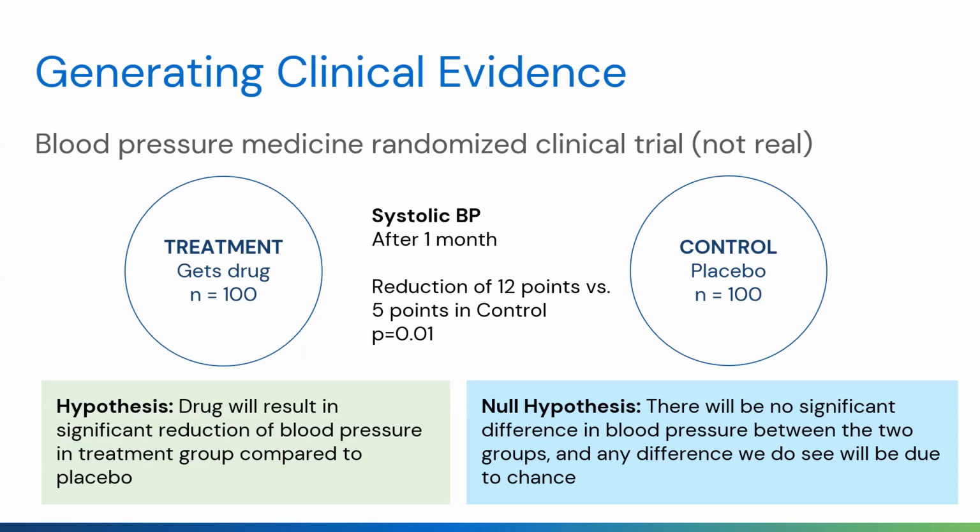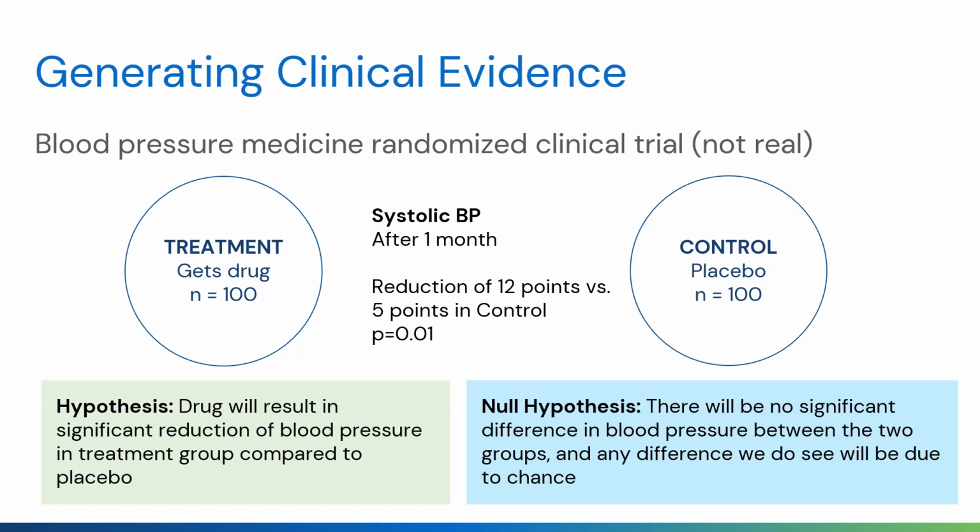My hypothesis in the beginning was that this drug will result in a significant reduction of blood pressure in the treatment group compared to the placebo. So it's important to get into the habit of actually stating what your hypothesis is. My null hypothesis, again, is there's no difference. So there will be no significant difference in blood pressure between the two groups. And if we do see any difference, it'll be due to chance. So it's important, again, to write these hypotheses out. No matter what you're testing in inferential statistics, write out these two hypotheses before you start.